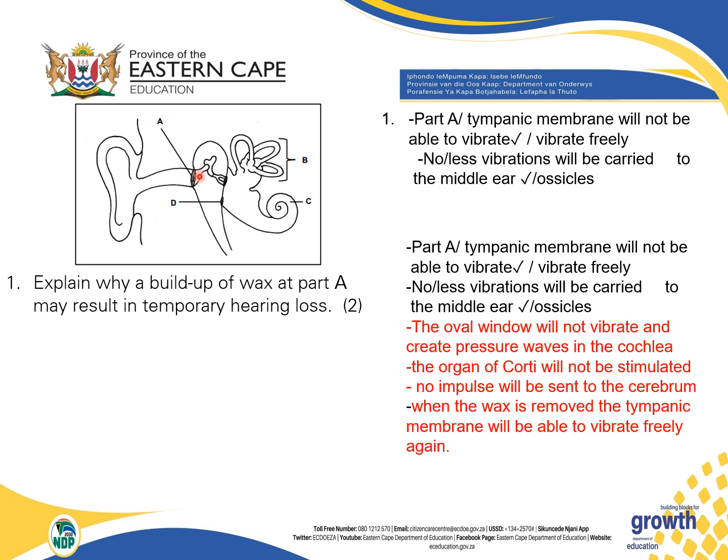So we need to realize that the number of marks can vary for these questions. Always answer this question as fully as possible rather than writing a short answer, as you don't know which points they are looking for in the answer. So if you get a question like this, I would answer it fully, explaining the whole pathway of hearing and explaining why the hearing loss will only be temporary.